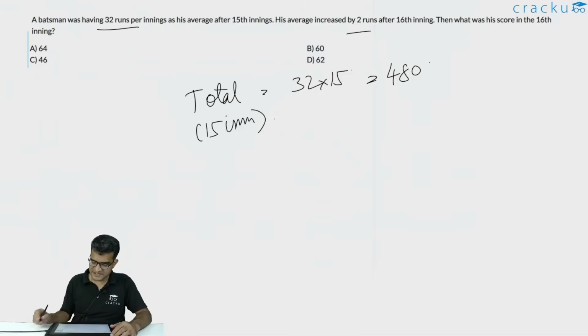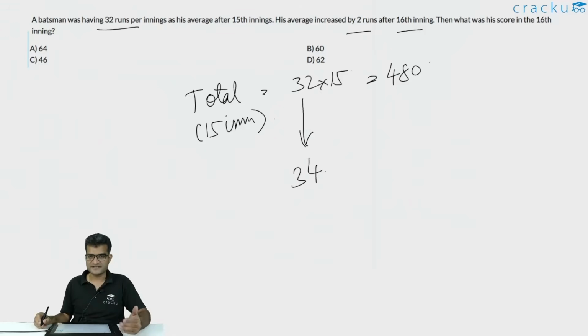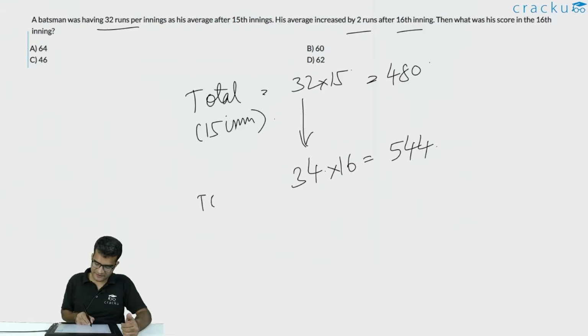And his average increased by 2 runs. So from 32 it became equal to 34 after the 16th innings. So the total runs that he scored after the 16th innings is 34 into 16. What is 34 into 16? 34 into 16 will be 30 into 16, which is 480, plus 64, which is equal to 544. So this is his total after the 16th innings.